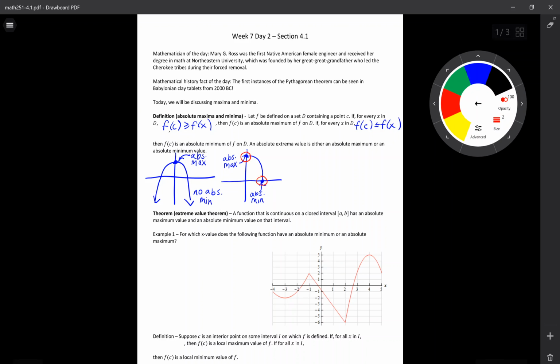That's important to note because if I were to have a graph like this with an open circle here and an open circle here, then I do not have an absolute max or an absolute min. Because as I get closer and closer and closer to either of these open circles, I approach what would be my maximum or minimum value, but I never actually reach it. So if I have open circles, this is an open interval, I do not have an absolute max and I do not have an absolute min. This is important. No absolute min and no absolute max.